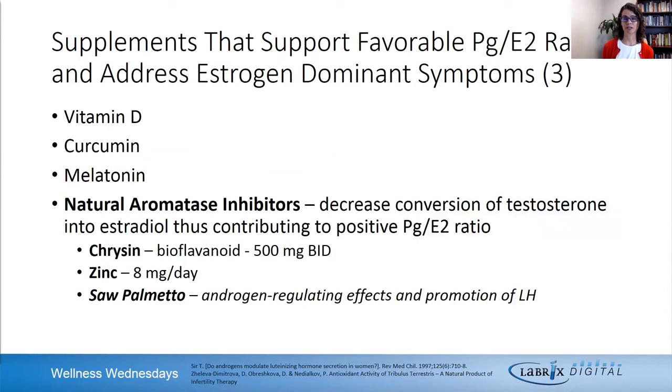And right now we're going to talk a little bit more about the natural aromatase inhibitors. Those natural aromatase inhibitors are chrysin, a bioflavonoid, zinc, and saw palmetto. Be careful with saw palmetto, as there is some new evidence suggesting it may not be safe for women who may become pregnant. So in your premenopausal women, probably best to stay away from saw palmetto if there's any chance they may become pregnant.